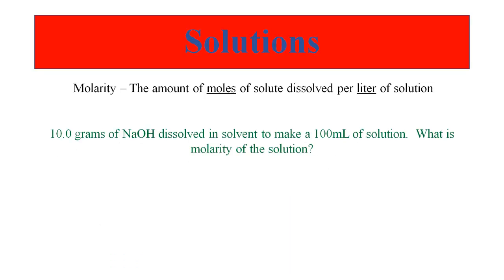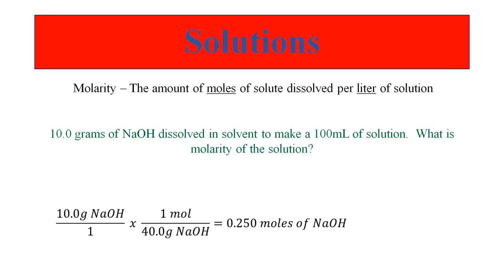Here's an example of a typical molarity problem where you're trying to find the molarity of a solution. If you have 10 grams of sodium hydroxide dissolved in solvent to make a 100 milliliter solution, what's the molarity of the solution? So the first thing I remember is that it's moles of solute dissolved per liter of solution, and neither our solute or our solvent are in the right units. So our first thing is to get the grams of sodium hydroxide into moles of sodium hydroxide. We do this by taking the grams divided by the molar mass of sodium hydroxide, which is 40 grams per mole, and we get 0.250 moles of sodium hydroxide.